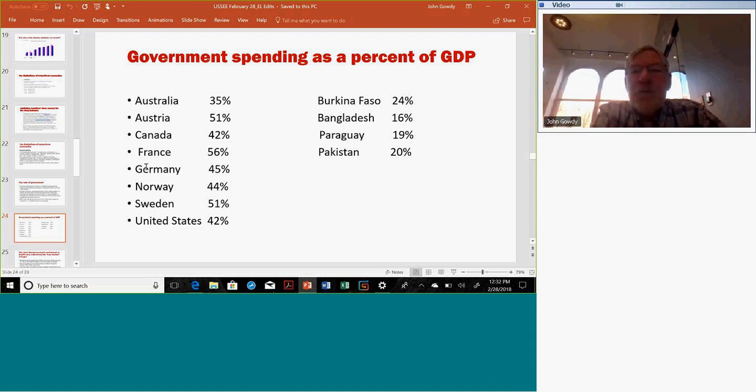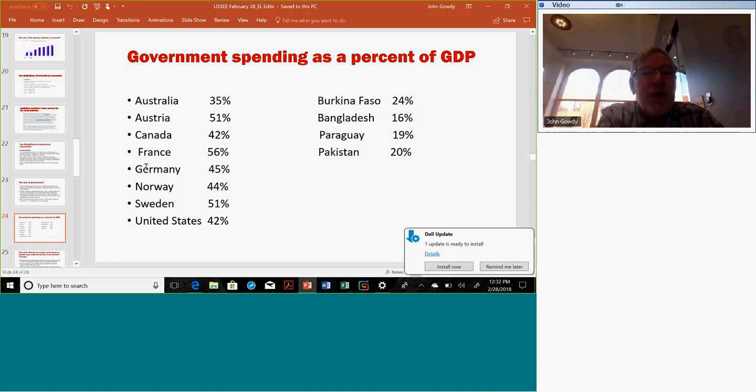Okay, here's government spending as a percent of GDP. For the U.S. this is about 42%. These numbers vary according to the source, but they count spending at all levels of government, from federal, state, and local. The U.S. is really not an outlier. It's actually about the same as Norway, 44%. Countries like Australia are about the same as Canada. France is an outlier at the other end, with a very high percentage. Many are in the same ballpark as the U.S. This was really surprising when I saw this chart. In the least developed economies, government spending is actually very low, 20%, 16%.